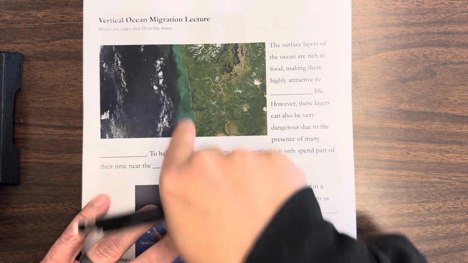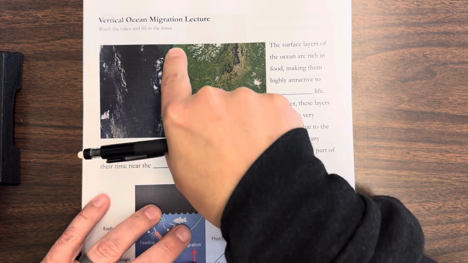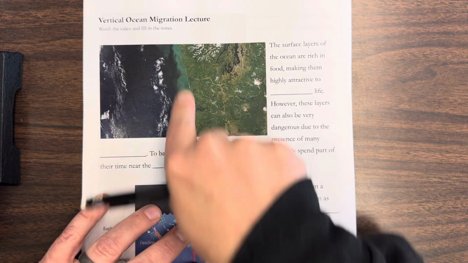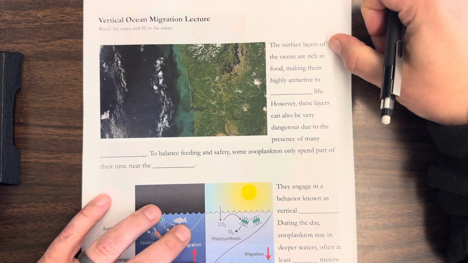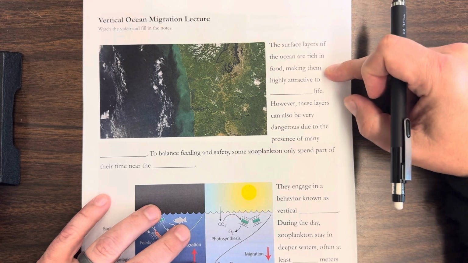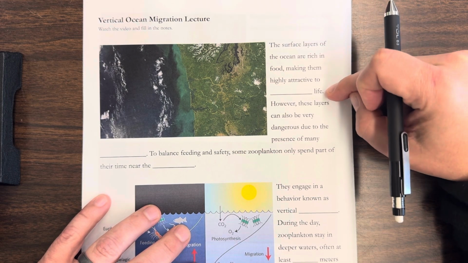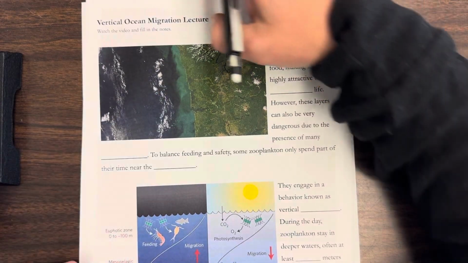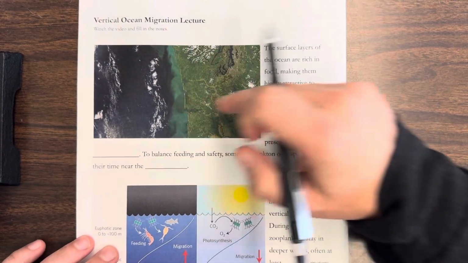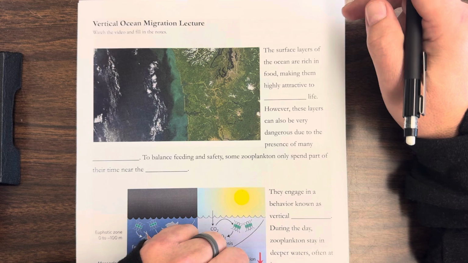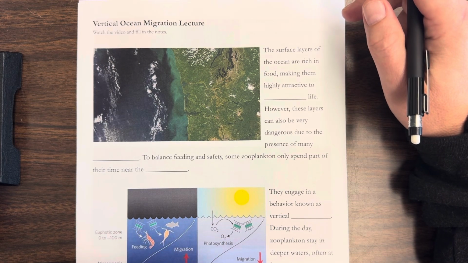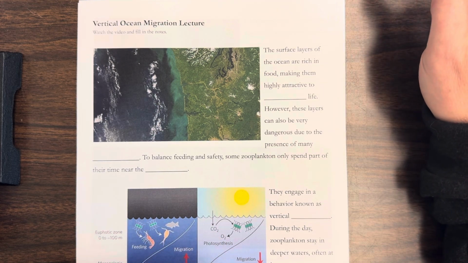We've got an image here of some land and then the ocean off the coast of this land. And then we see these bright plumes here of phytoplankton. The surface layers of the ocean are rich in food, making them highly attractive to marine life. That's what this stuff is. This is the basis of the food chain in the ocean. This is the algae, the phytoplankton, that is doing the same thing that plants are doing on the land.